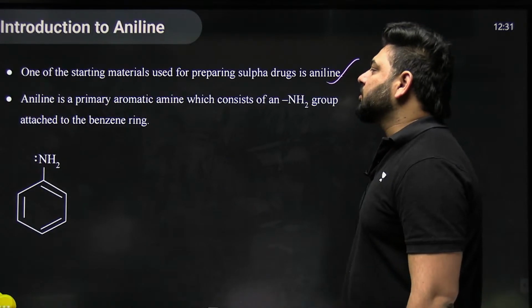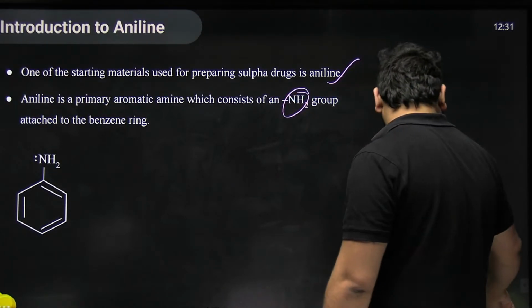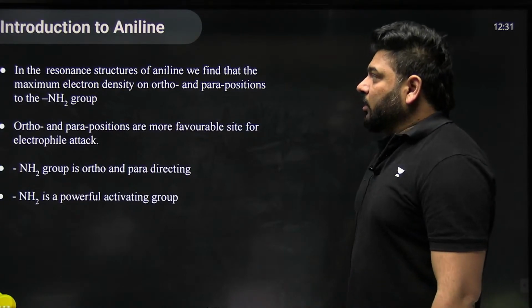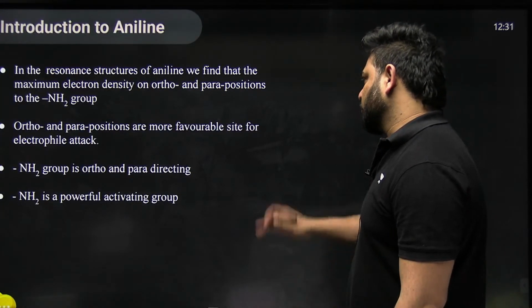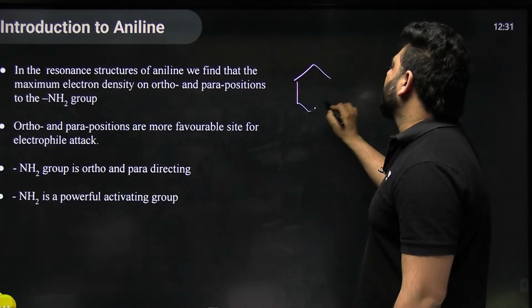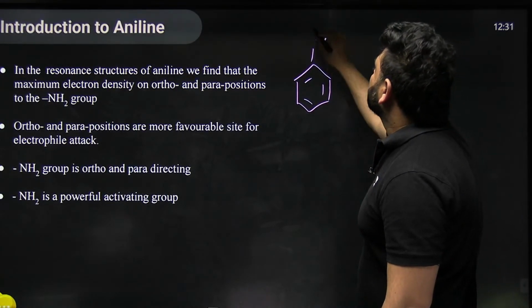And aniline is a primary aromatic amine which consists of one NH2 group with a benzene ring. So what reaction does it make? We will find out, and it's ortho-para directing. Okay, so this is how aniline looks like, and one of the resonating structures of aniline is this. So we can start from there.